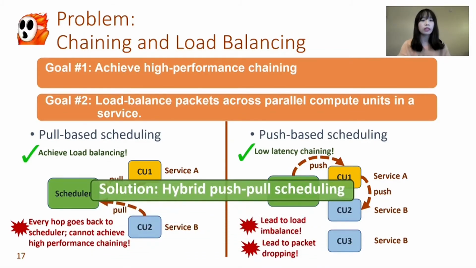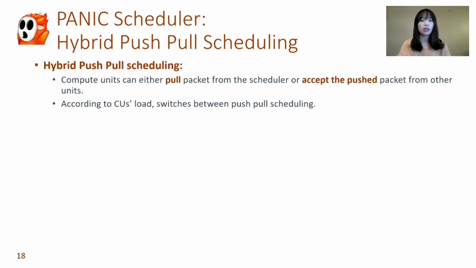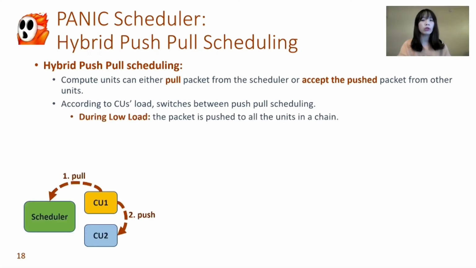So our solution is to use hybrid push-pull scheduling to achieve high-performance chaining and load balancing. What is hybrid push-pull scheduling? In hybrid push-pull scheduling, a compute unit can either pull packets from the scheduler or accept pushed packets from other units, and the scheduler will switch between push and pull scheduling for every packet according to each compute unit's load. For example, during a period when every service in the chain has low load, the scheduler will make the packet be pushed from unit to unit in a chain. This helps to achieve high-performance chaining.